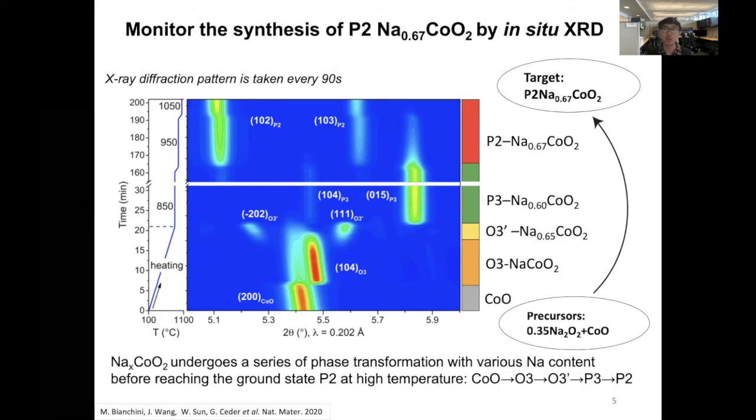In general, we found that before reaching the ground state P2, the sodium cobalt oxide system undergoes a series of phase transformations through several metastable intermediates. At the beginning, O3 forms first from cobalt oxide at low temperature. It then transforms into O3' and P3. P2 phase can only be obtained at above 850 degrees C.